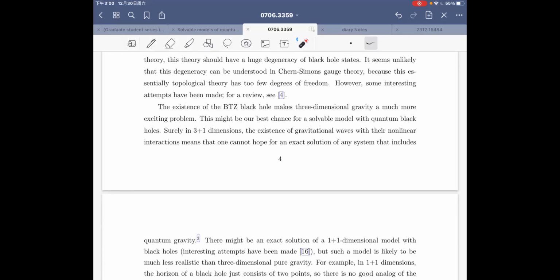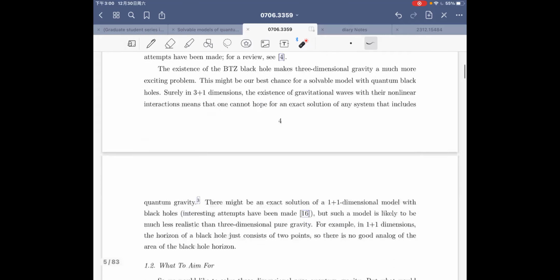The most non-trivial aspect, I think, of four-dimensional gravity is its nonlinear gravitational waves. Three-dimensional gravity with a black hole can have an exact quantum description, but what use does it have for our goal of quantizing four-dimensional gravity? Anyway, we are now turning to the problem of solving pure three-dimensional gravity.